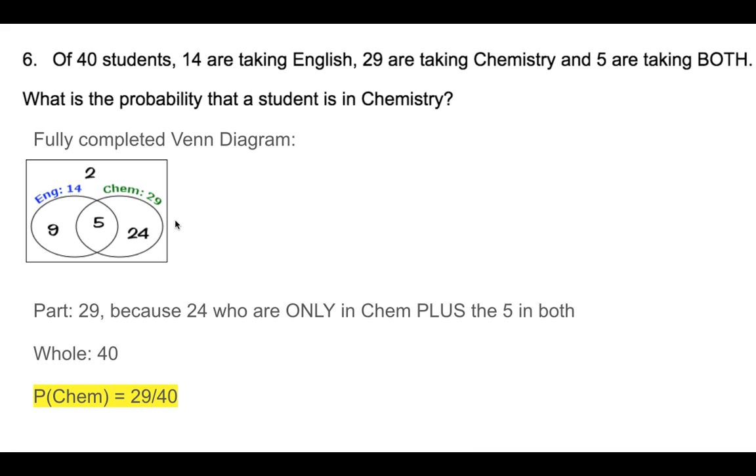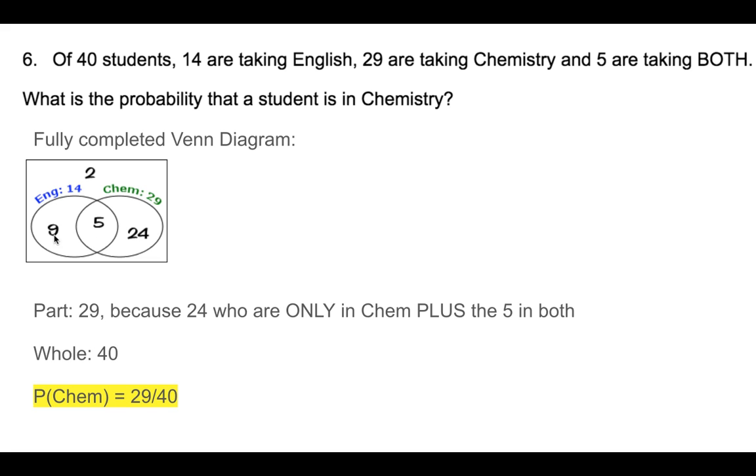I know a lot of us will just use the 24, but that 24 represents students who are only in chemistry, not the number of kids who are in chemistry. It's not asking what is the probability that a student is in only chemistry. It's asking that a student is in chemistry. So that's anyone who is a part of that circle there. So that should have been 29.